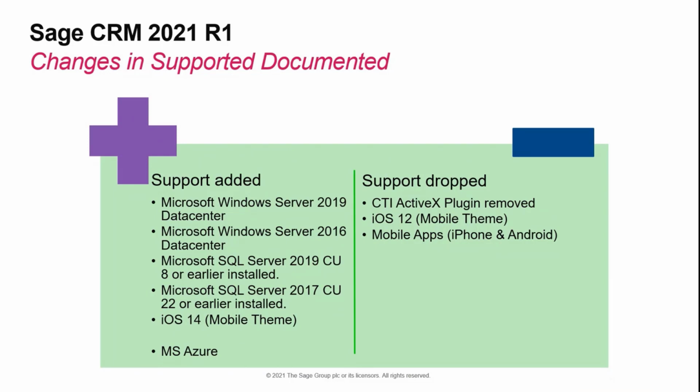There are recommended sizings for both Azure and Amazon within the documentation and the hardware and software guides. Right. The support has been dropped for the CTI ActiveX plugin. That's been removed from the product.